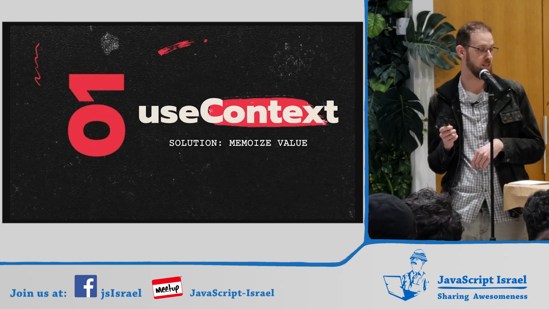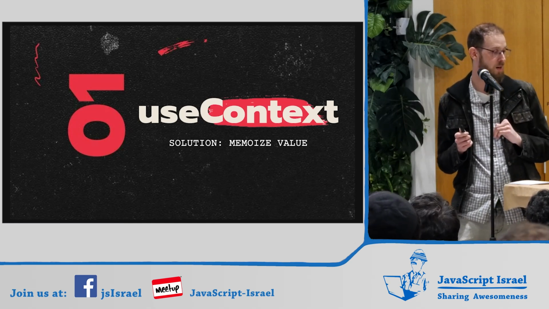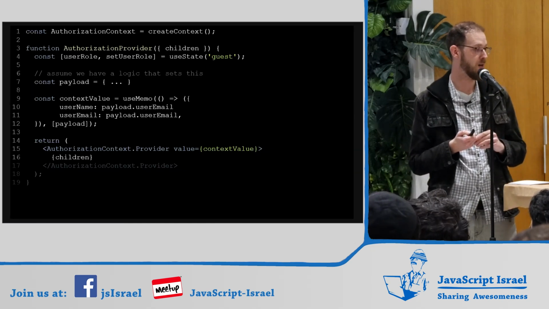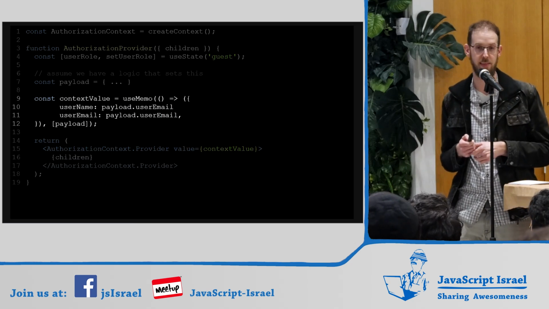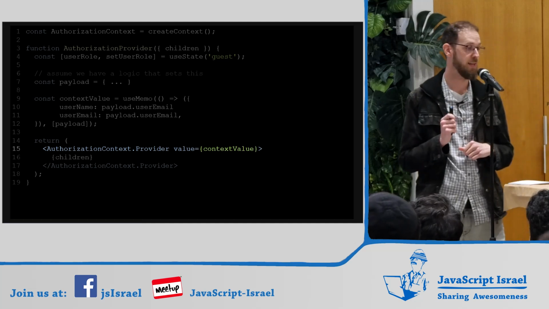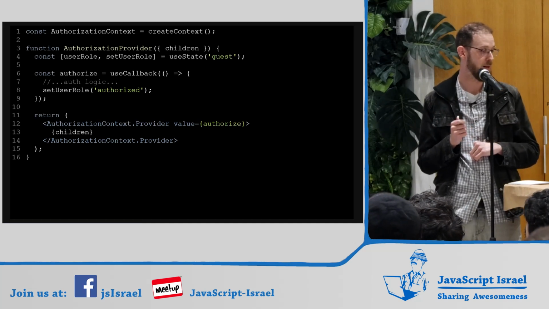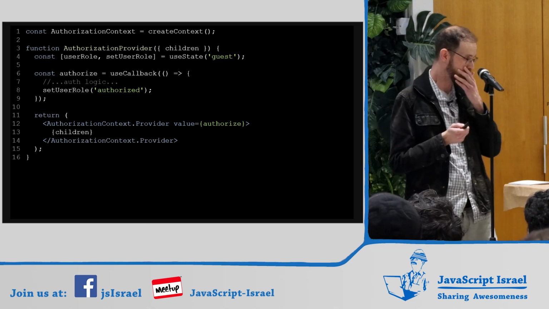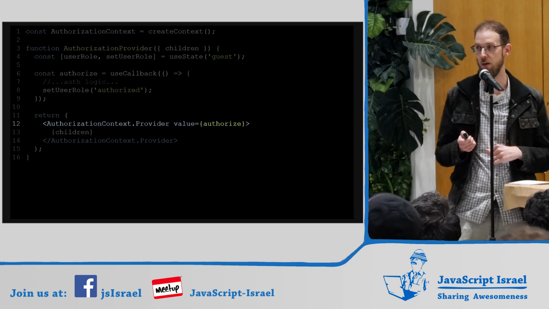So how do you actually solve that? You memoize those values. In the case of the object, you can just memoize the object itself, and that way its reference doesn't change. And in the case of the function, you can do the same with useCallback. And then pass that reference along to the context consumers.